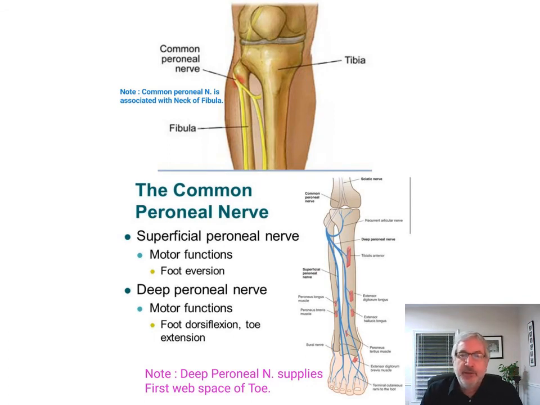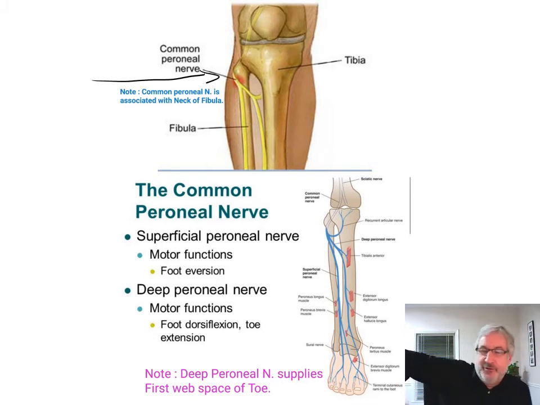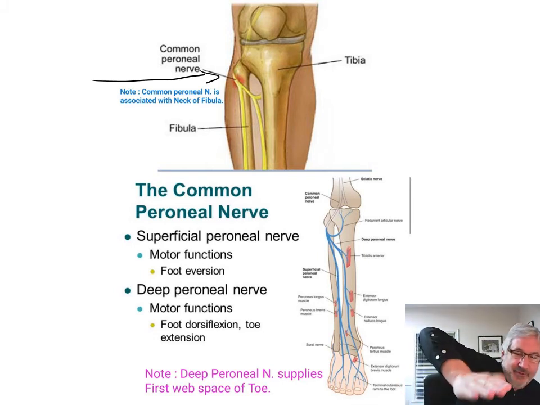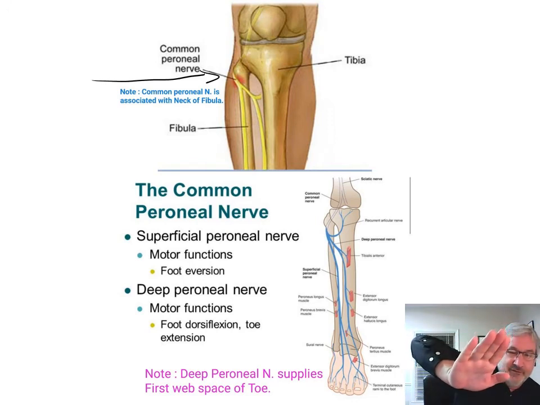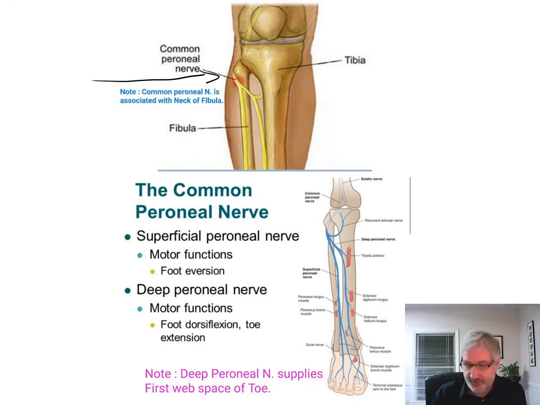And so here's showing this. Here's the common peroneal nerve, and you can see it right underneath the head of the fibula there. And it branches into a more anterior portion and a more lateral portion. And the functions of it are everting the foot, and then dorsiflexing the foot, and then extending the toes also.